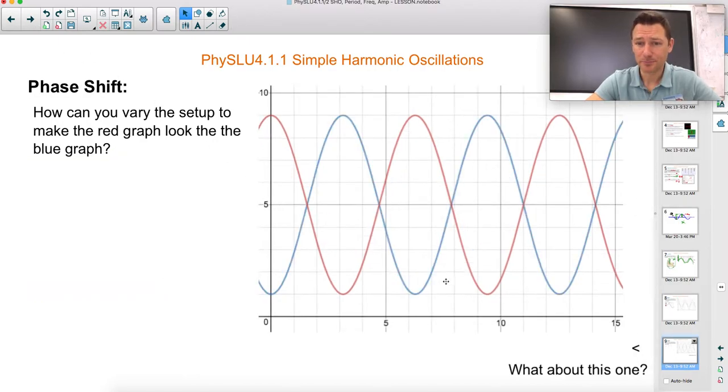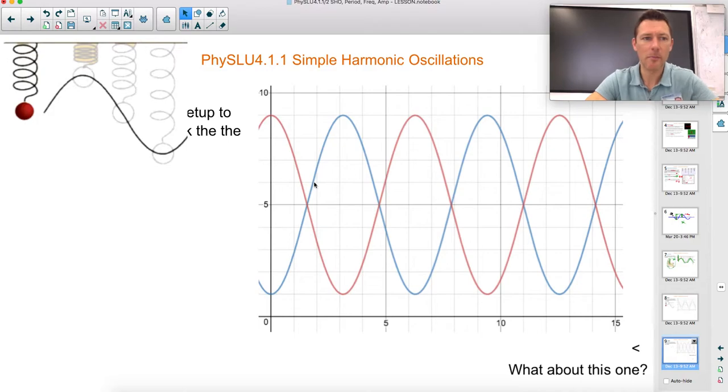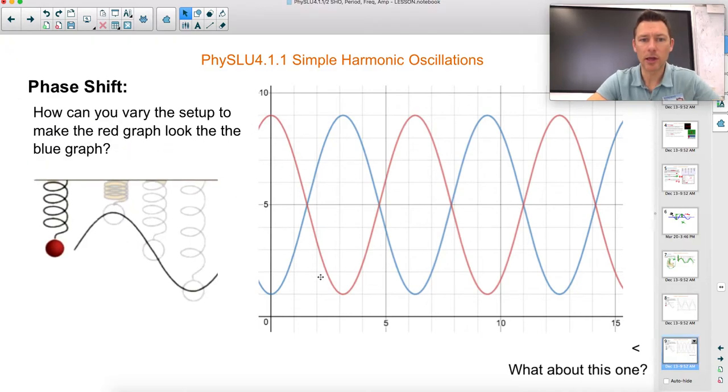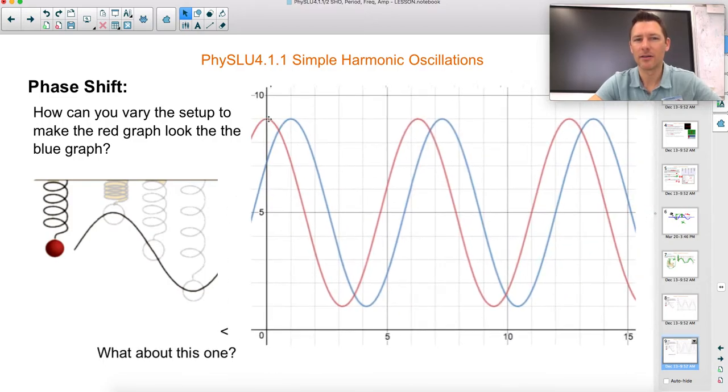Think about this. We had the red graph, still the same red graph. How could you manipulate this original setup to make it look like the blue graph? So instead of starting at the top, it starts at the bottom, right? How can you get that to happen? How could you get it to start a little bit lower, but still then go uphill, then come downhill? Think about that.